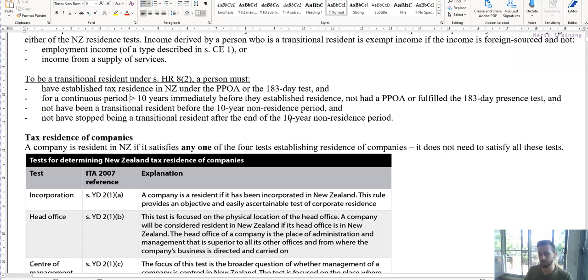So basically, you can't just leave the country and come back and restart it. It's looking at the 10 years before you became a resident. If you were a resident before that period, then you're not a transitional resident. They could not have been a transitional resident before the 10-year non-residence period. So again, you can't just leave, come back and say you're a transitional resident again. It doesn't work like that.